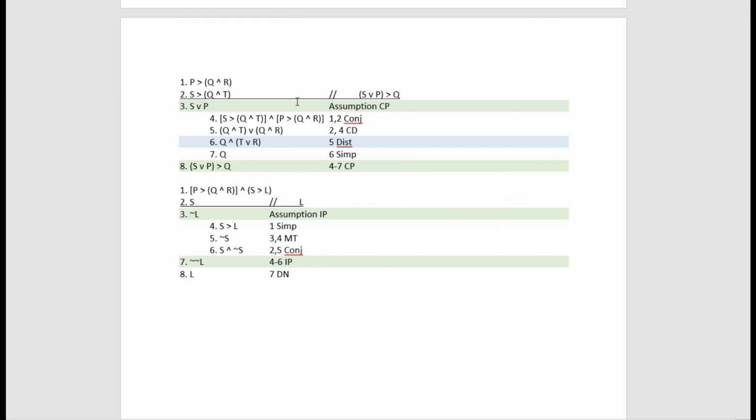Alright, I hope this was helpful. Remember that CP and IP are optional. You don't have to use them if you don't want to. They're shortcuts. Because otherwise these proofs would be really long.